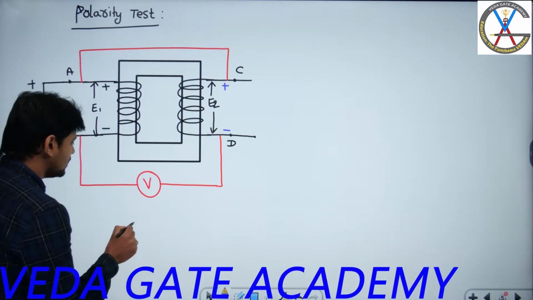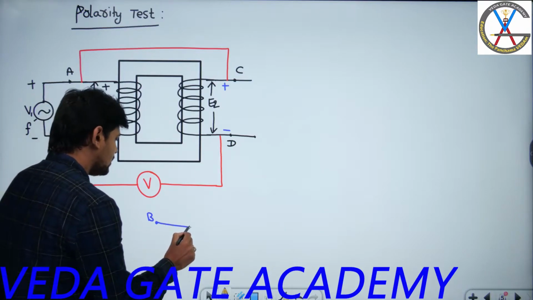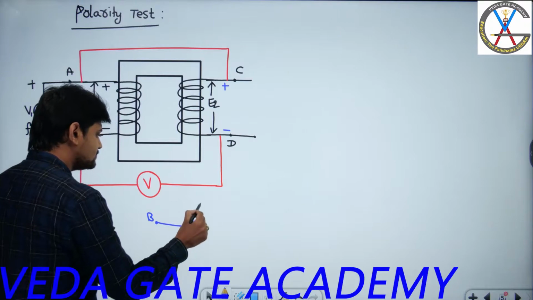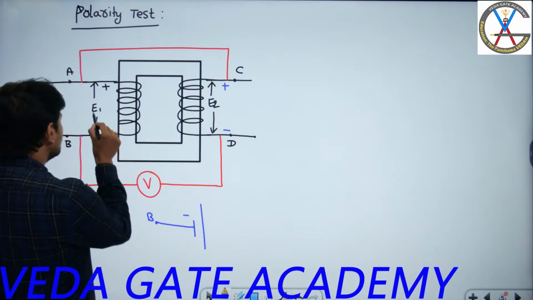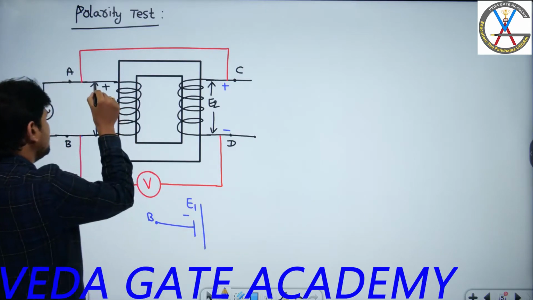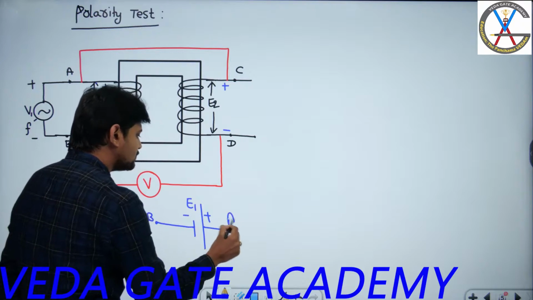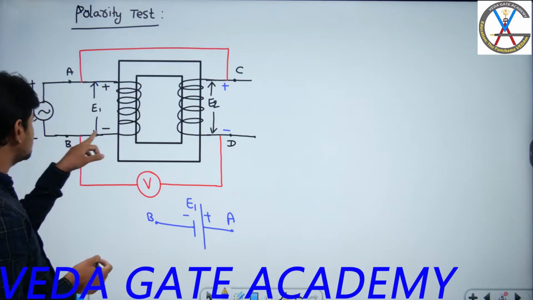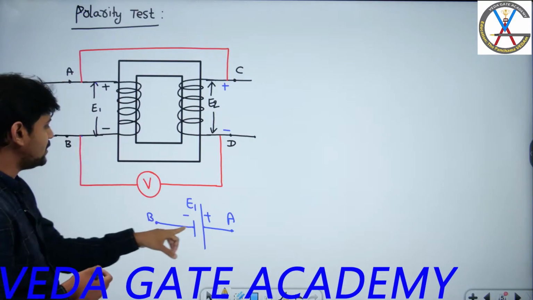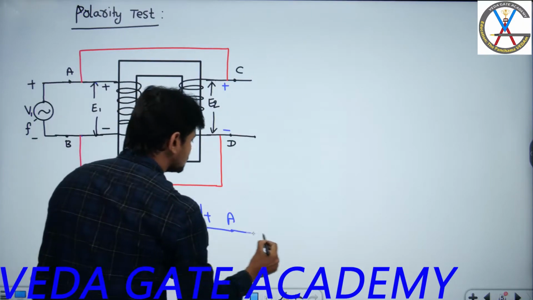Let us assume this is terminal B, and B is connected to negative terminal, negative potential. In between B and A you will have EMF E1, and the positive terminal of E1 is connected to terminal A. So B terminal is connected to negative potential, A terminal is connected to positive. Across A and B you will have E1.